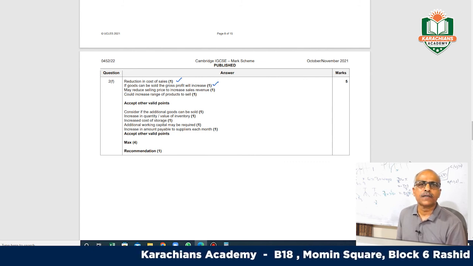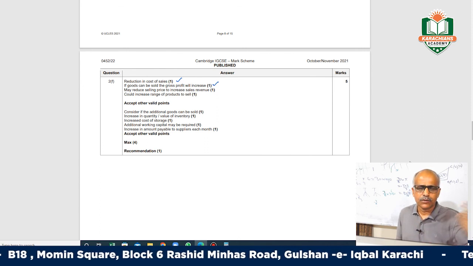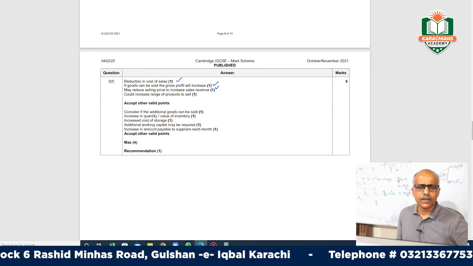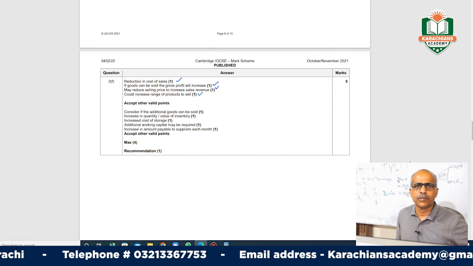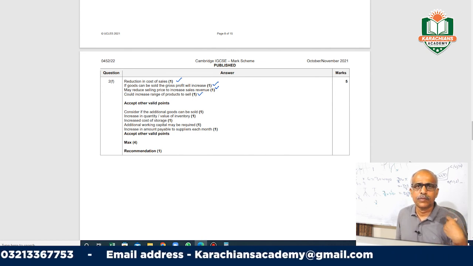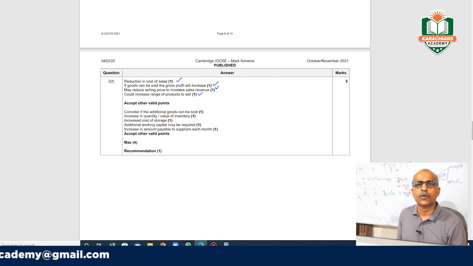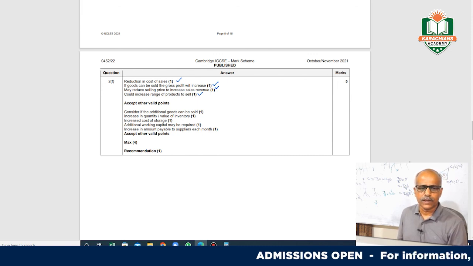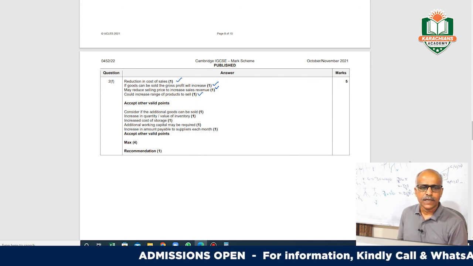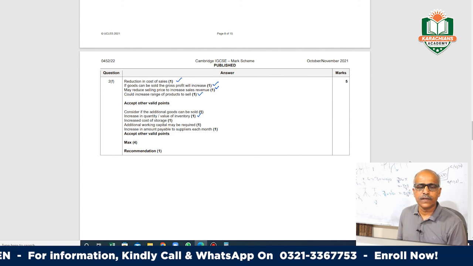When you get a discount on your purchases, you can pass that discount on to your customers, so that will increase your sales. It could increase the range of products to sell, because the material is cheaper and you can introduce more products. But considering the additional goods can be sold, there is an increase in quantity and value of inventory. What I said, your inventory will increase.